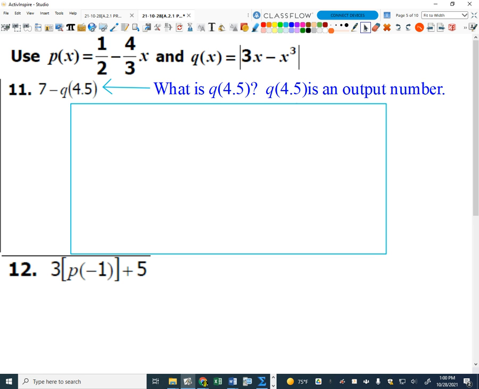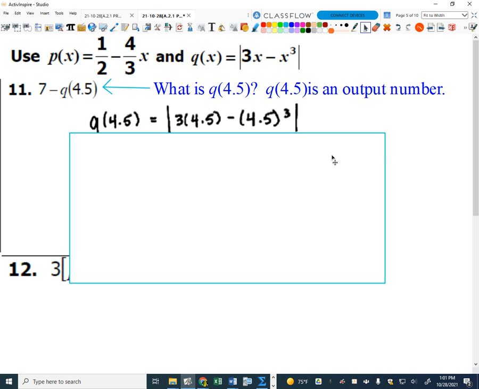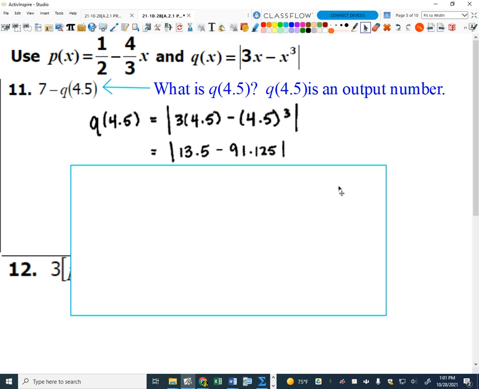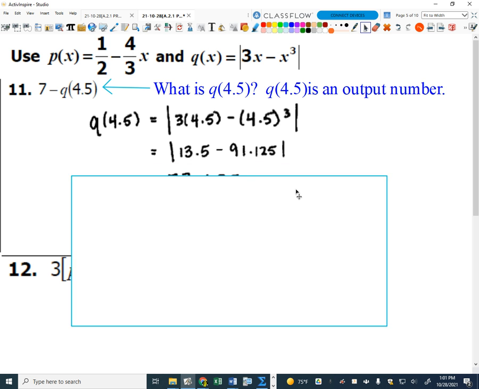So how would I do this problem then? Number 11. Let's say without Desmos. Okay, first thing I would do is figure out what is the output number. So I would plug 4.5 in for x into Q, right? And if I did that, I get the absolute value of 3 times 4.5 minus 4.5 cubed. I'm just going to simplify this using PEMDAS, right? So I have to simplify everything inside the absolute value first, inside the grouping symbols. So 3 times 4.5 would give me 13.5. 4.5 cubed is 91.125. I'm going to subtract those two things and get a negative answer, right?